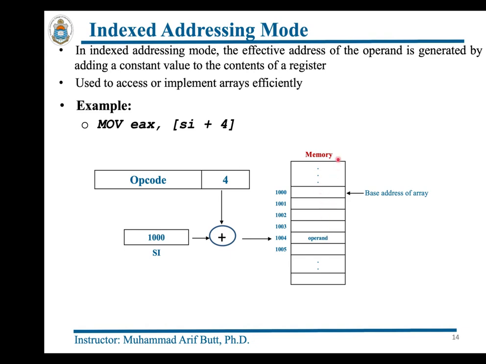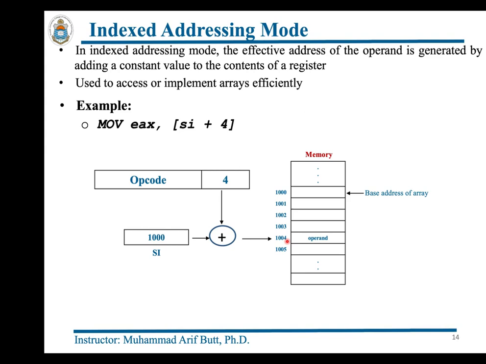Consider this memory snapshot and suppose that this represents a character array. The base or starting address of the array is 1000, and suppose that we want to access the fifth element of the array: zeroth element, first, second, third, and fourth. So this is the fifth element at address 1004, and suppose that we want to access this element.